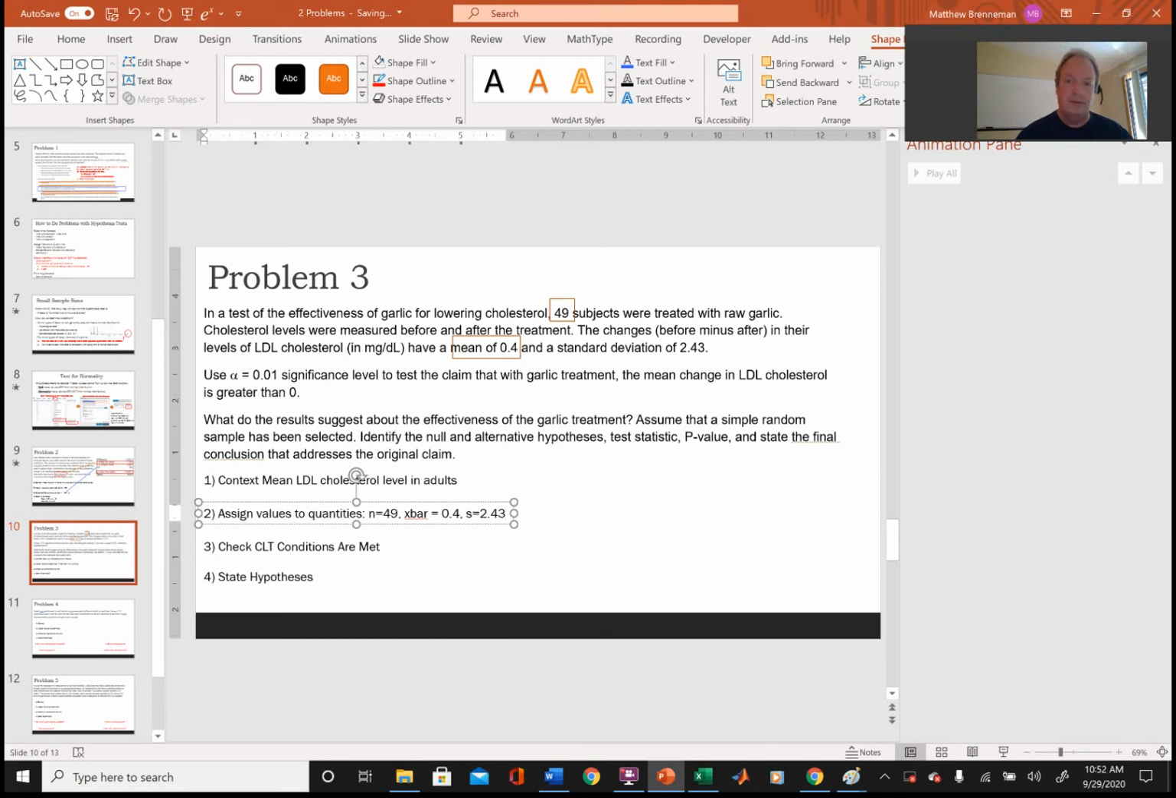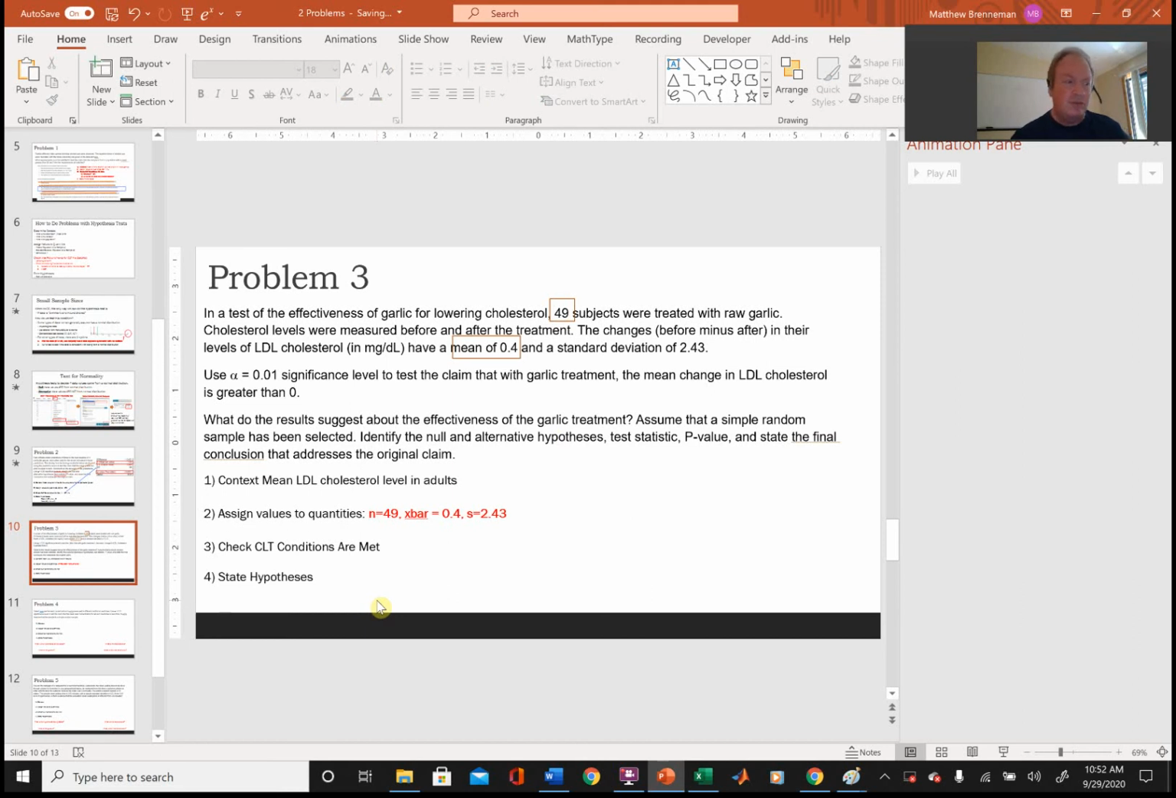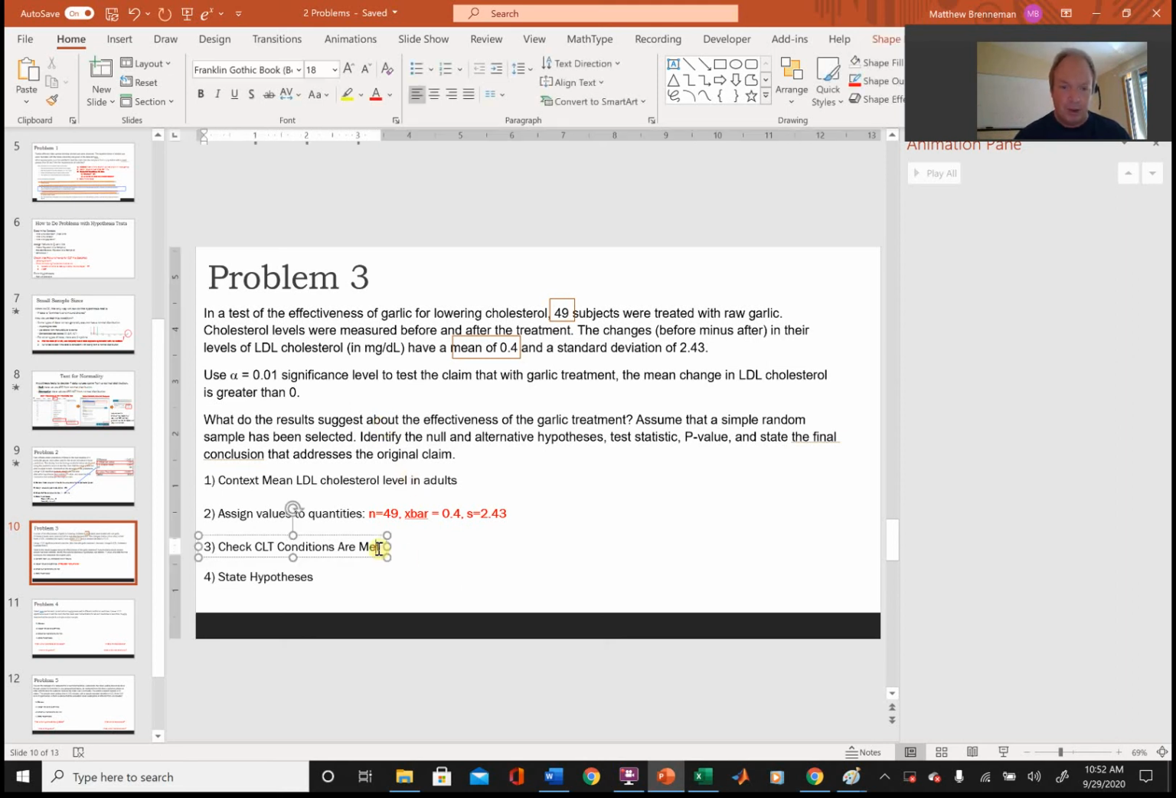All right? So these are our values that we're going to need. Now we have a good handle on what everything in this problem means, right? So are the central limit conditions met? It says assume a simple random sample's been selected. So check. Okay.